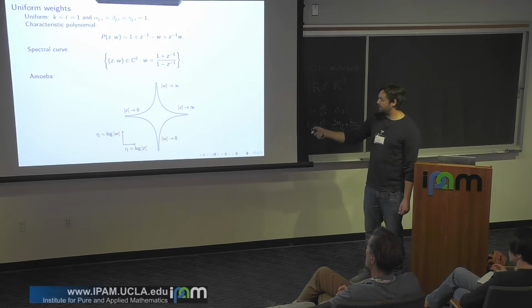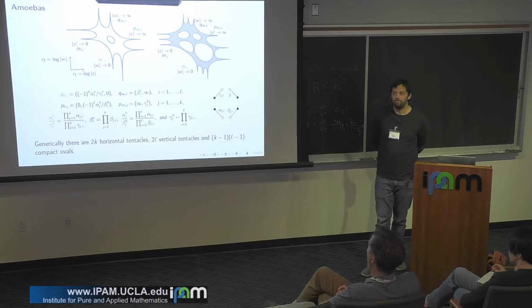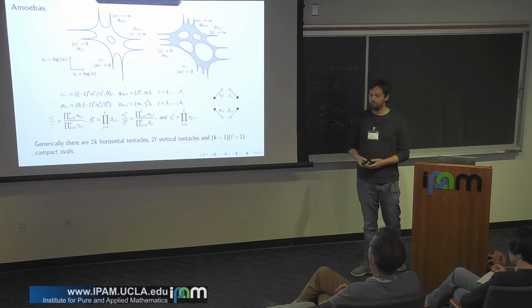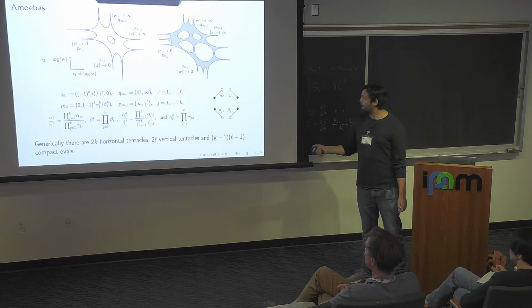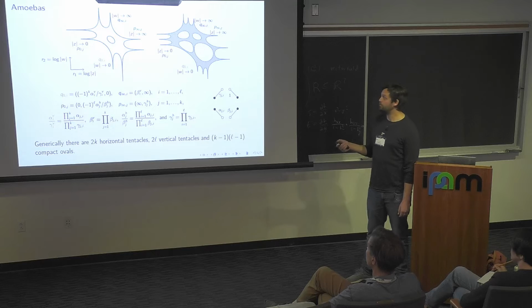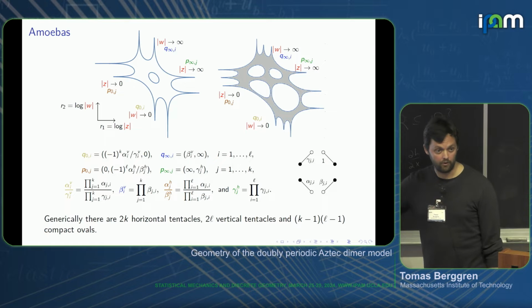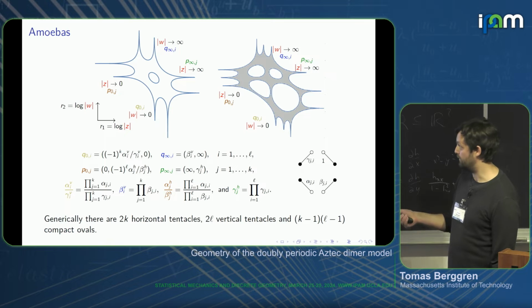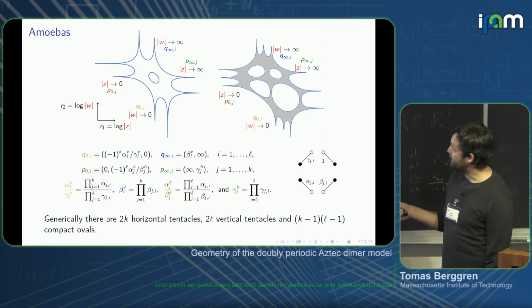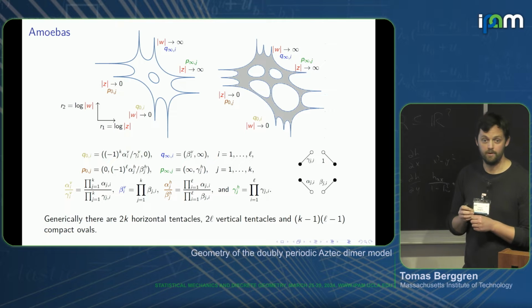And if you increase your periodicity, you still have the same kind of structure. It's a little bit more complicated, but you still have a similar structure of your amoeba. So now this is a case where K and L are equal to 2, and here K and L are equal to 3. And we still get the subset in R2 with a number of tentacles pointing actually in all directions here, right? But now we also get these compact loops inside, so the holes in the amoeba. Okay.